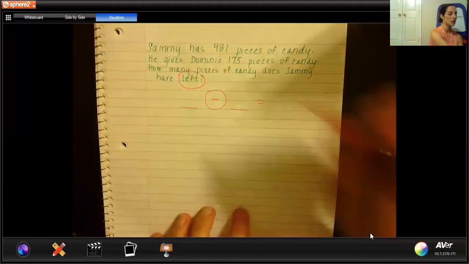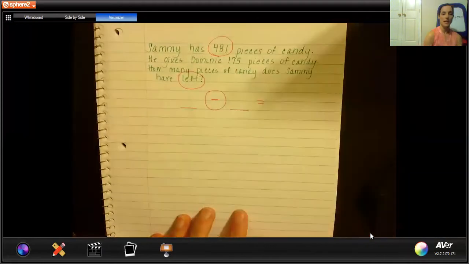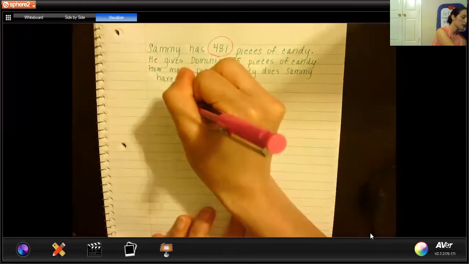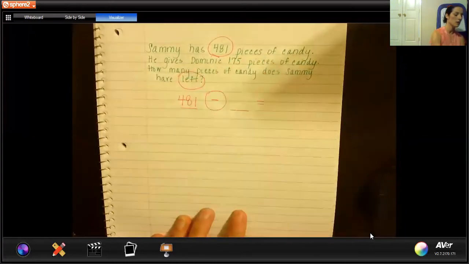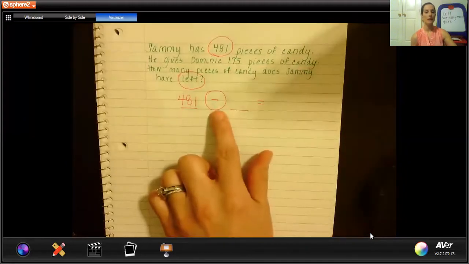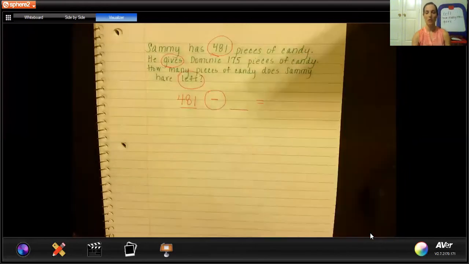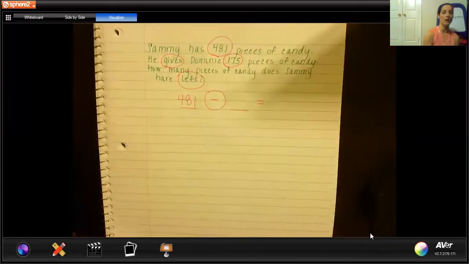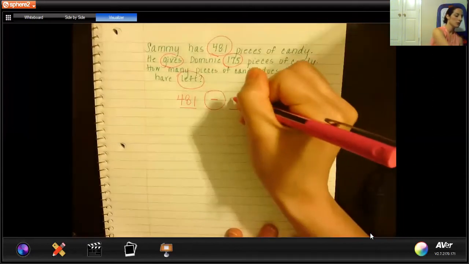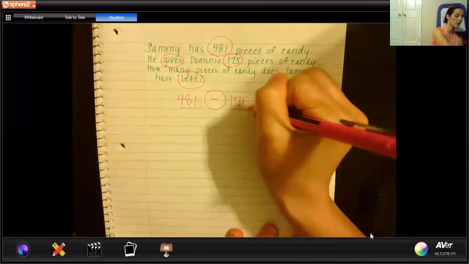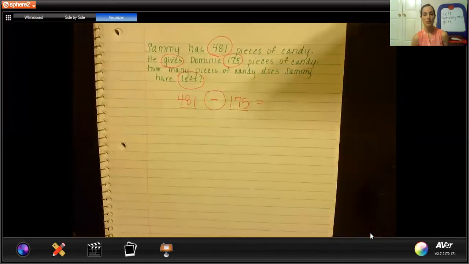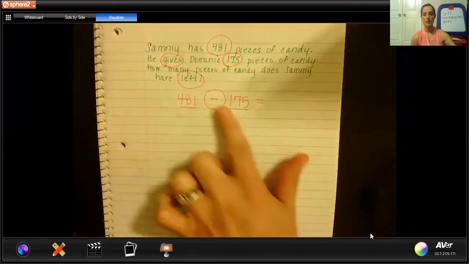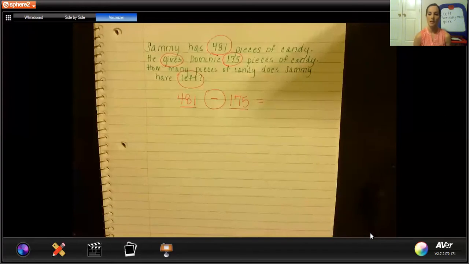Well, Sammy started with 481 pieces of candy. And we are going to subtract the number he gave. Remember, if he gives it away, he no longer has it. So he gave away how many pieces? And we have figured out our number sentence. Okay, we've analyzed our problem. Here's our plan of how we're going to solve it, and now we are going to solve it.